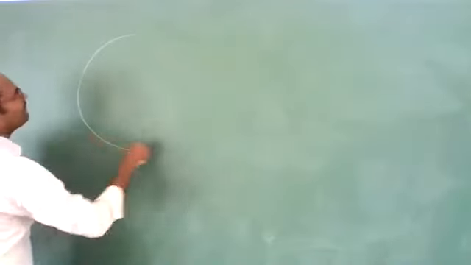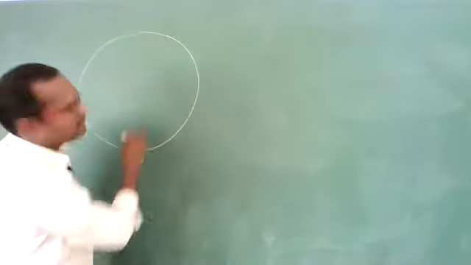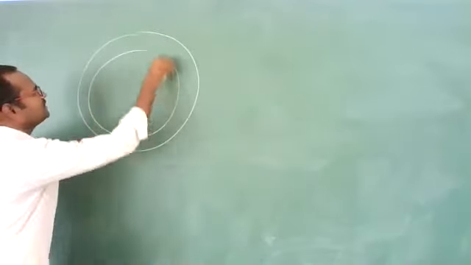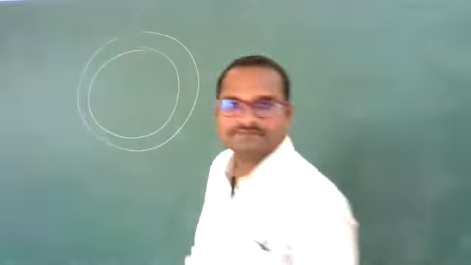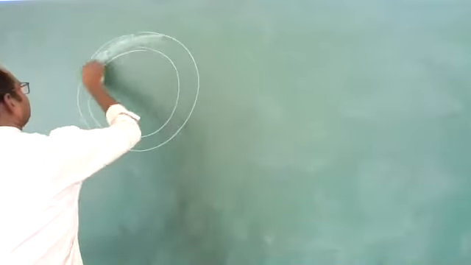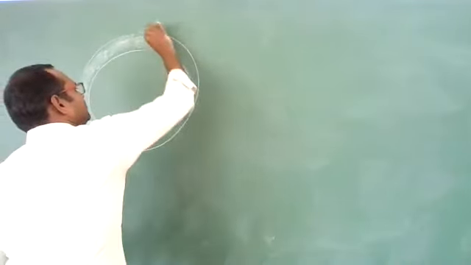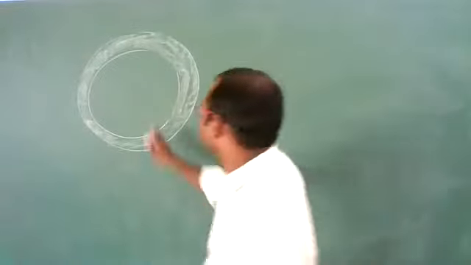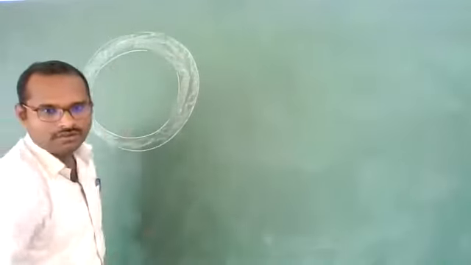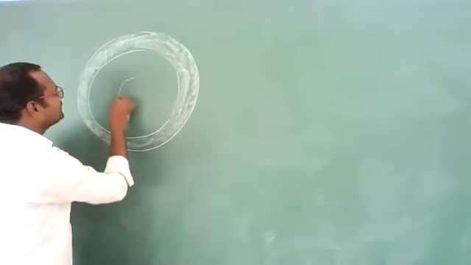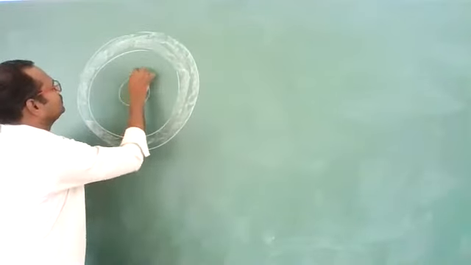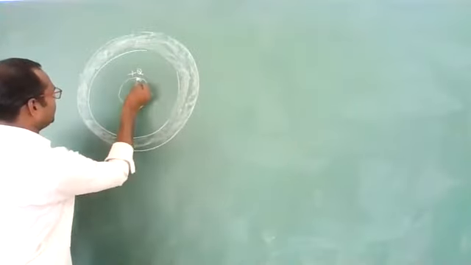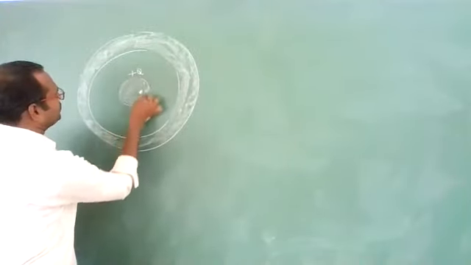Let us take one example. Let us suppose here there is one metal sphere, like this. Imagine this is a metal sphere made up of metal. Now this is a cavity hole. Now here a conductor is placed which is having a charge plus Q.